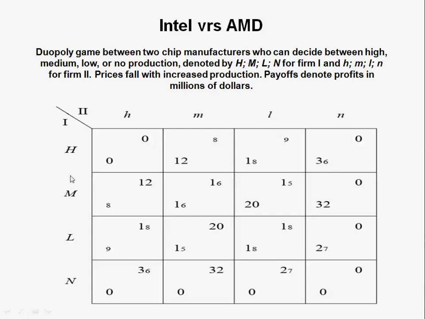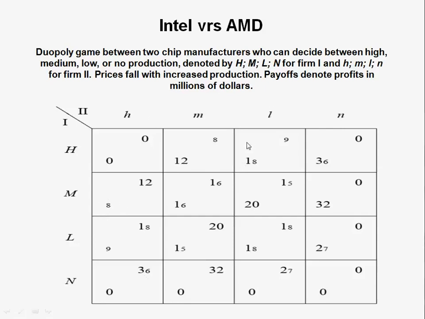Similarly, for the row player, as I've told you, it's Intel. If Intel produces a high amount of chips, then due to excess supply the prices will fall, and that's why the profit will be 0. If it produces nothing, the profit will also be 0. If AMD is pursuing a strategy of high production and Intel produces low, the profit will be 9. If it chooses medium, it will be 8.